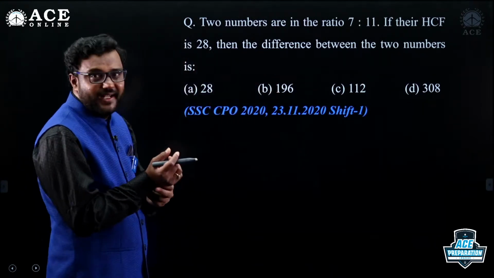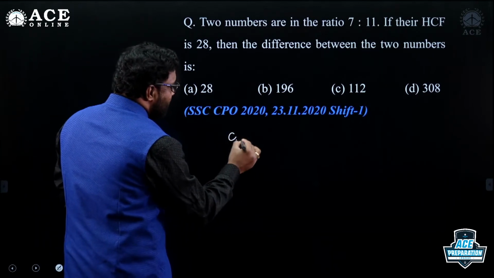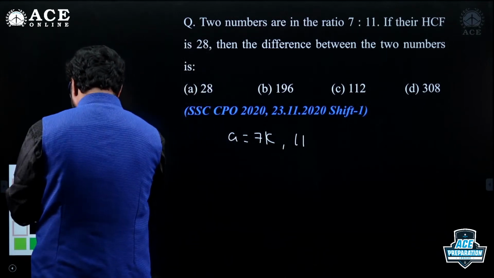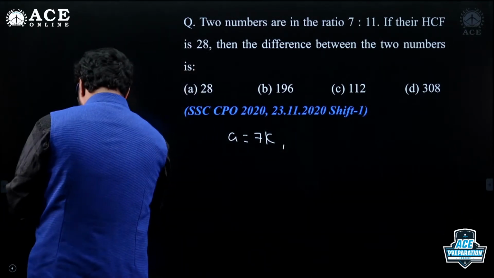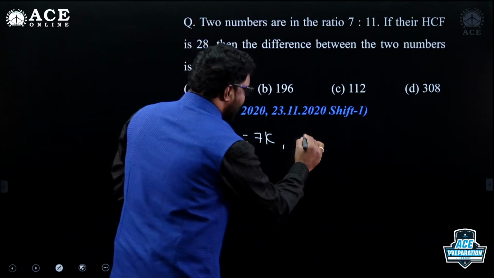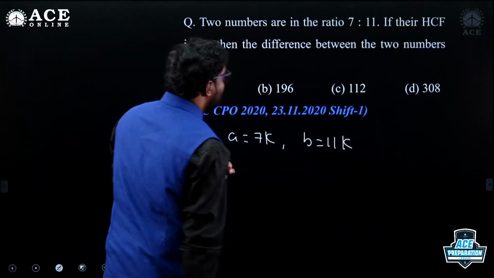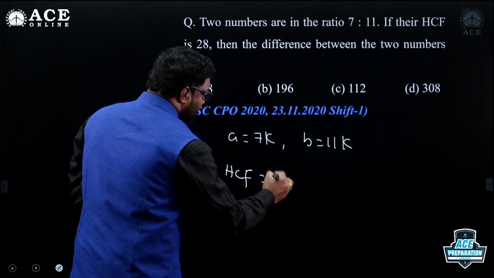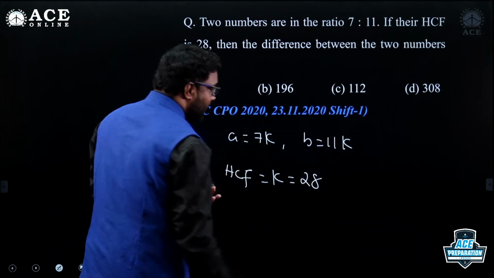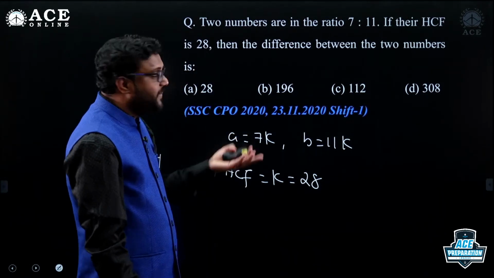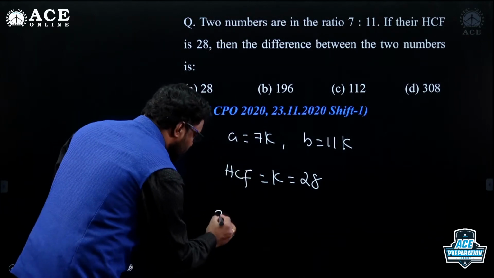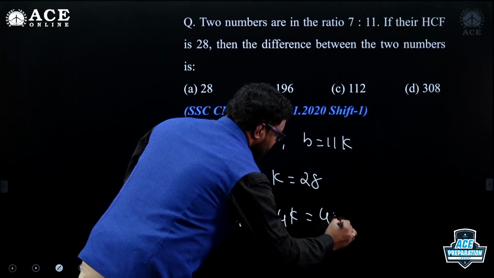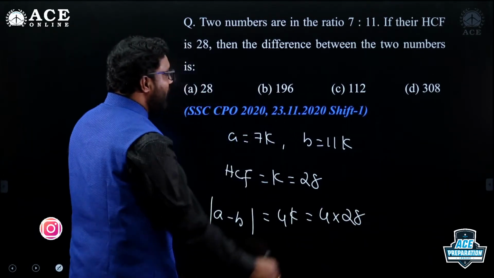They given HCF is 28, right? Yeah, two numbers is what? 7k and 11k. Okay, one number A is 7k, the other number B we can consider like 11k, my dear friends. Here they mentioned HCF is 28, means k is nothing but 28. They given in the question HCF for these two numbers is k, that's nothing but 28. Now they're asking difference between the numbers. What's the difference between the numbers is nothing but 4k, which is 4 into 28 directly. Right, which is 112, option C.